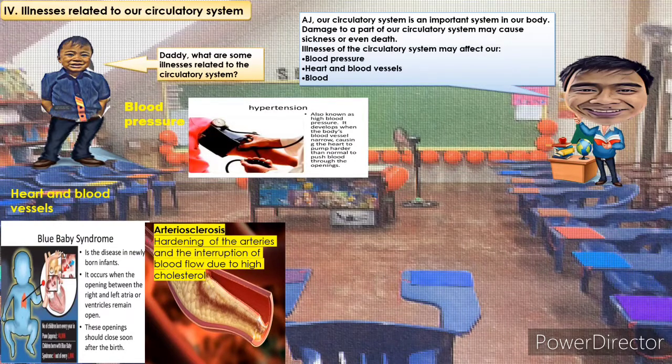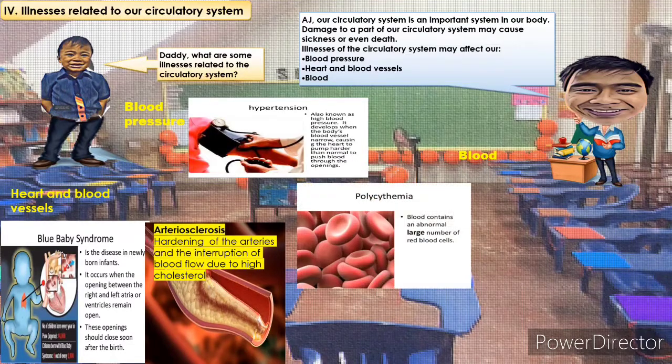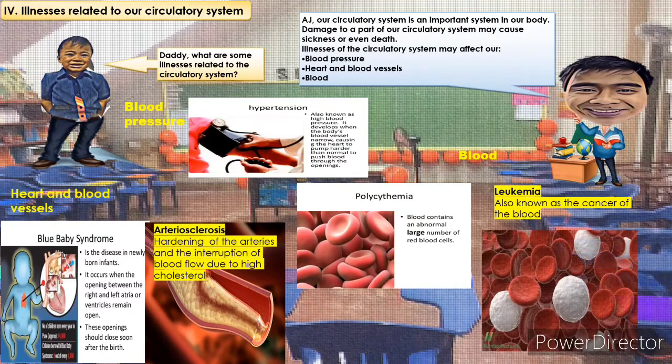Arteriosclerosis, hardening of the arteries and the interruption of blood flow due to high cholesterol. Polycythemia, blood contains an abnormal large number of red blood cells. Leukemia, also known as the cancer of the blood.